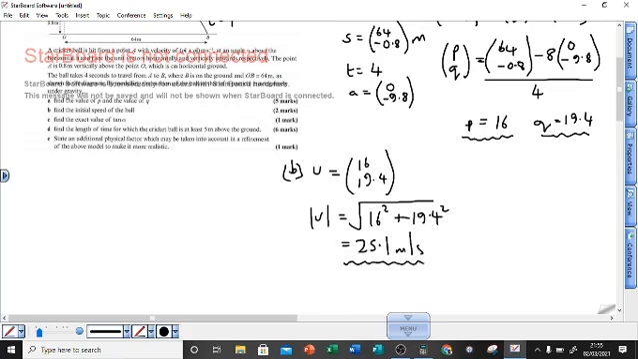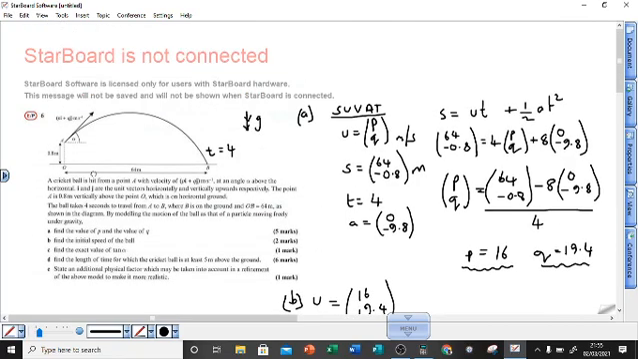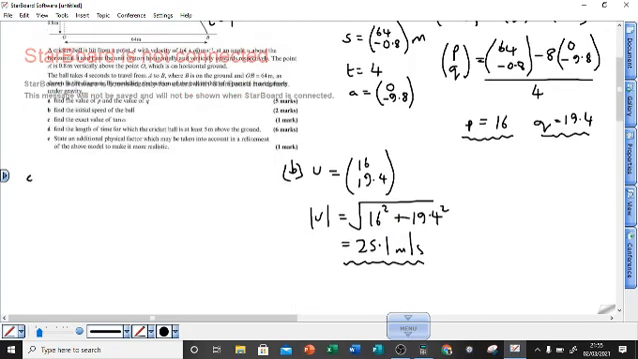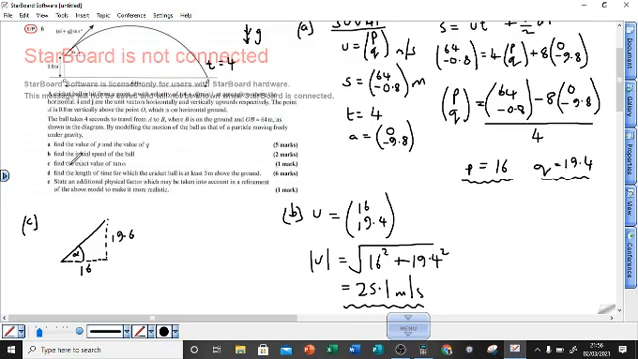That's the initial speed. Right, find the exact value of tan alpha. Okay, so tan alpha, well, I've got them in two components now. So this is part c. I've got the projection, and it went across, and it went up, and it was projected at that angle there, which is alpha. And we know the horizontal component is 16, and the vertical component is 19.6.